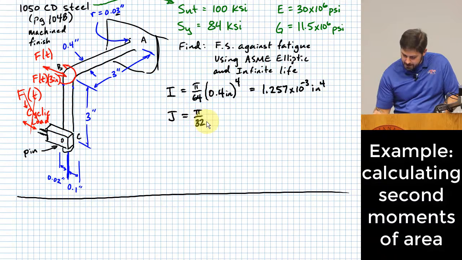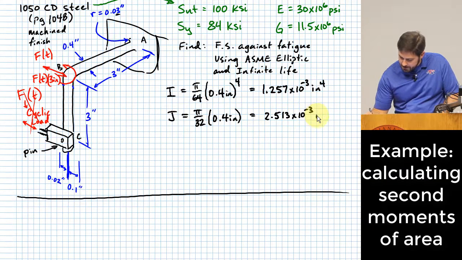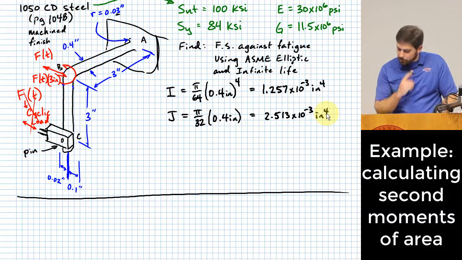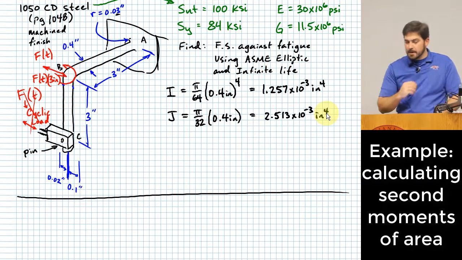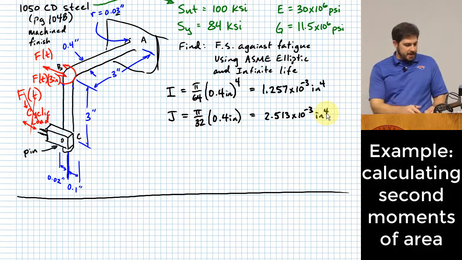Okay, same thing, but pi over 32 instead, right? So yes, 2 times that. And this ends up being 2.513 times 10 to the minus 3 inches to the 4th. Okay? And there's going to be a few places where we need that, so I figure I'll go ahead and put that in there.